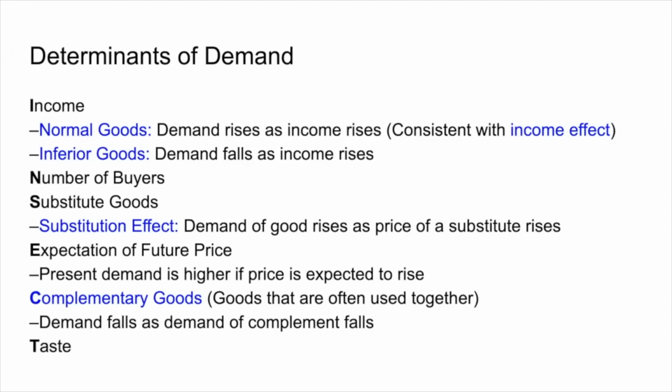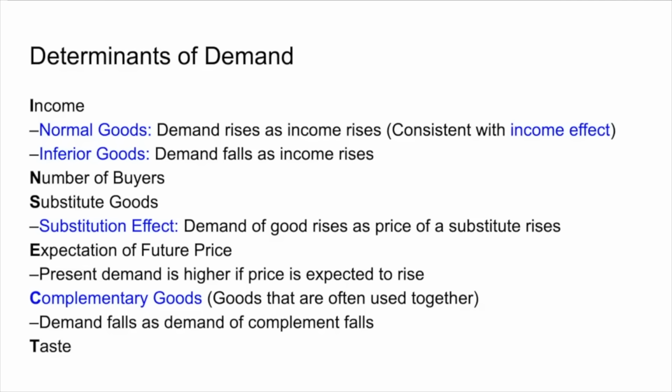If consumers don't have a lot of income, then they would purchase more small houses because they're less expensive. But if consumers get more income, then they would purchase fewer small houses in favor of larger houses. And the number of buyers: if there are more buyers, then there would be more demand.